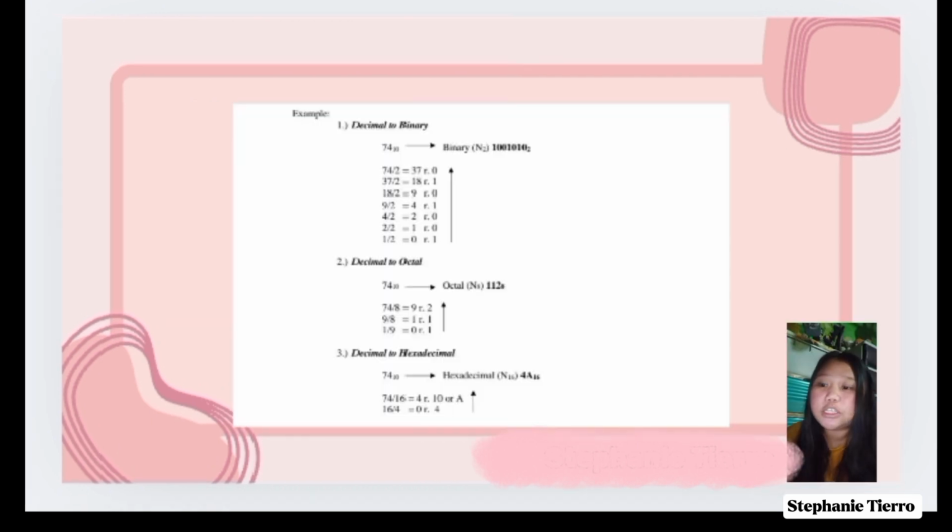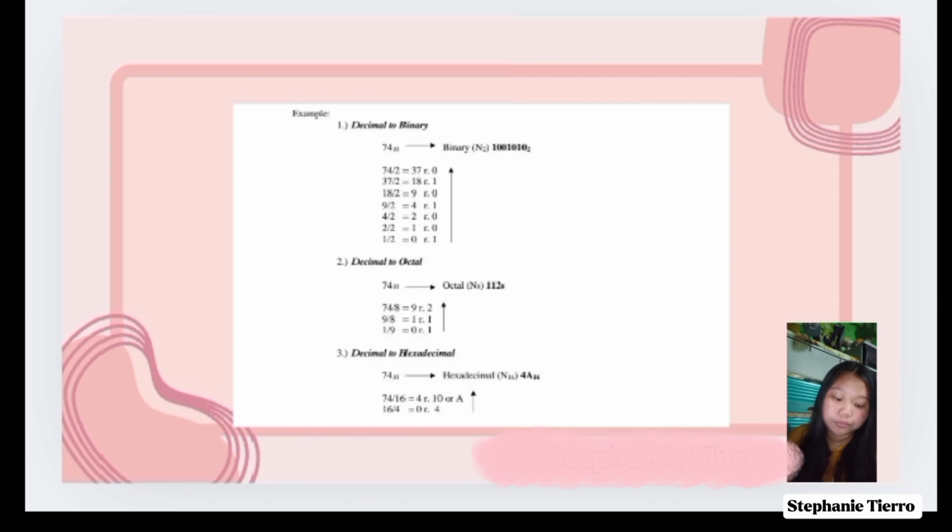So, itry natin isolve yung example dito ng decimal to binary. So, yung 74, ito yung decimal number. And yung 10, ito yung decimal base. And yung binary, yung N2 is yung 2 doon, yung base, and yung number, yung N. And 74 divided by 2 is equal to 37, remainder 0. 37 divided by 2 is 18.5.